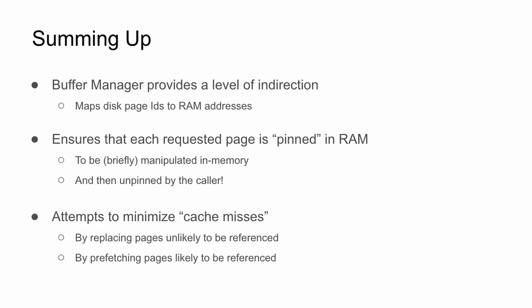Okay, so let's sum up what we've learned today. The buffer manager basically provides a level of indirection, mapping page disk IDs to RAM addresses. Okay, there's a chunk of memory mallocked, and then you can think of it in page size chunks, like frames. You're going to load in pages from disk into those frames. And the buffer manager is going to ensure that each requested page is pinned in RAM. Then it'll be manipulated in memory, hopefully briefly, and then the caller, the requester, will unpin it. And the key here is you just need to minimize cache misses.